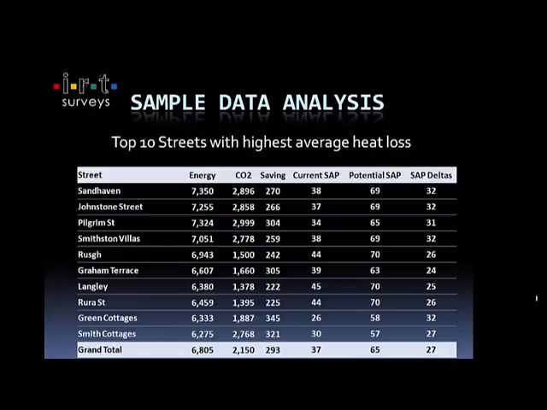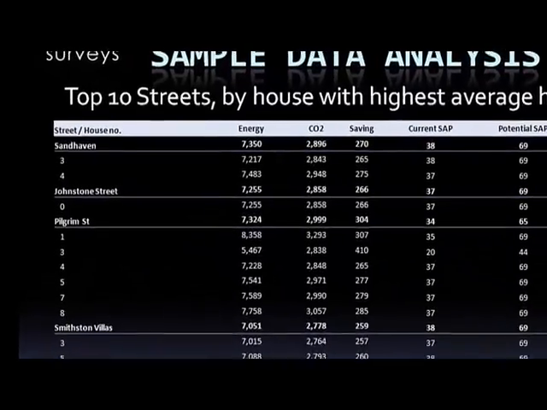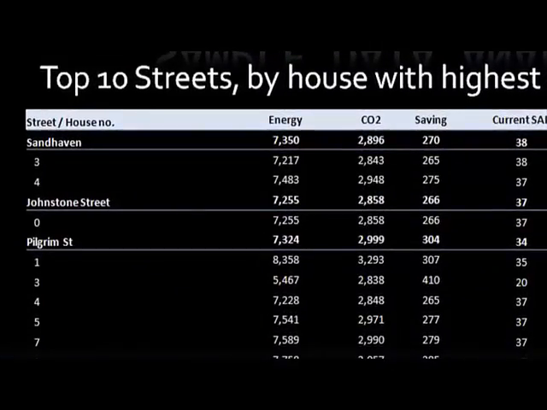So that's the difference between its current SAP and its potential SAP across all of the properties. We can drill into this data a bit further. If we look at Sandhaven Street, we can see properties 3 and 4, and that 4 Sandhaven Street actually has a saving of £275, whereas 3 Sandhaven Street has a saving of £265.